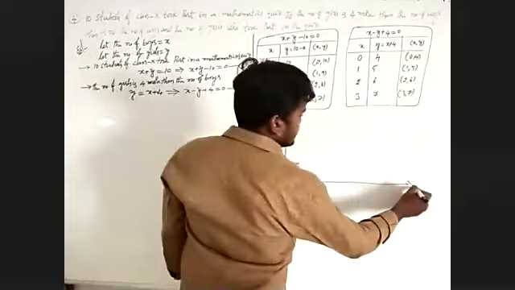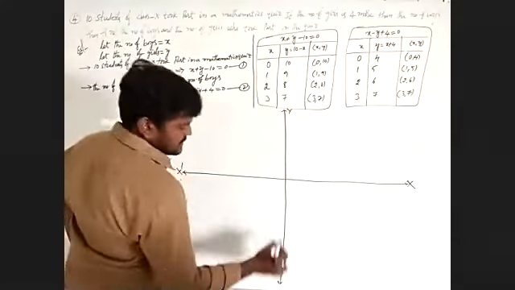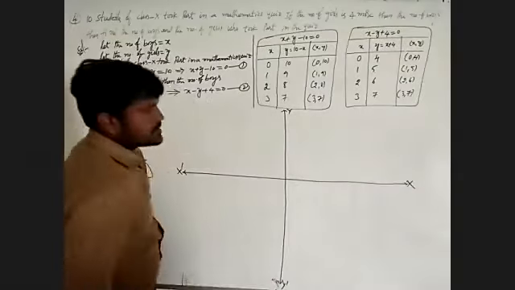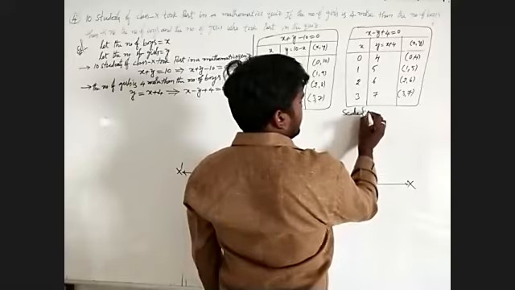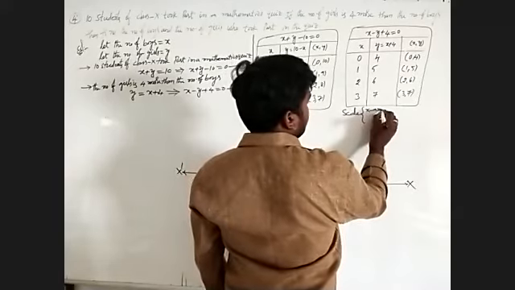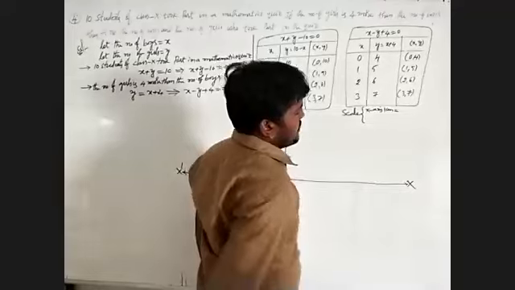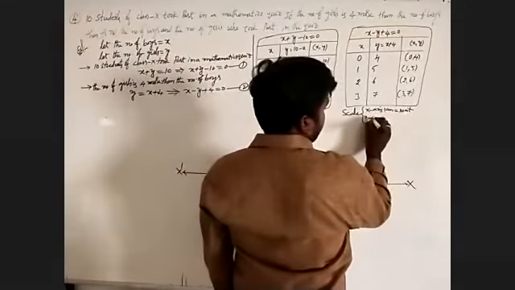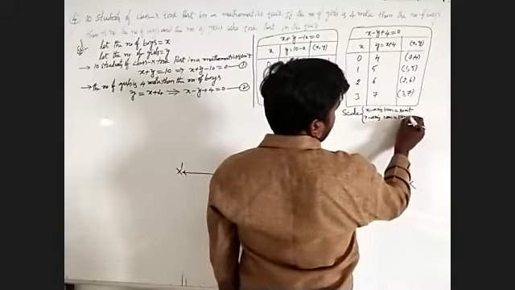This is the x-axis, x dash. This is y, this is y dash. First, I have to write a scale. Scale on the x-axis: 1 centimeter is equal to 1 unit. On the y-axis, 1 centimeter, we have to take 1 unit.